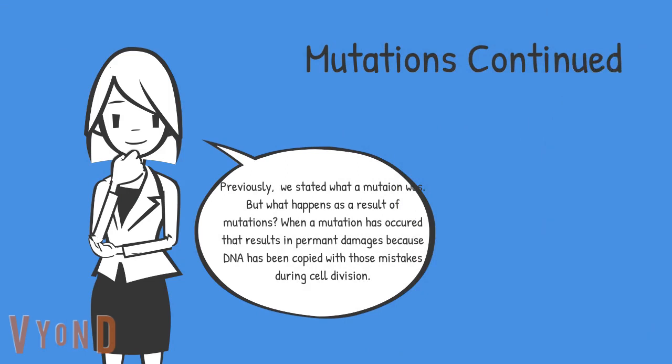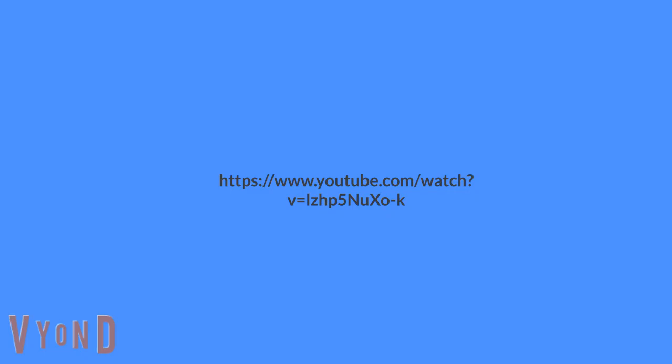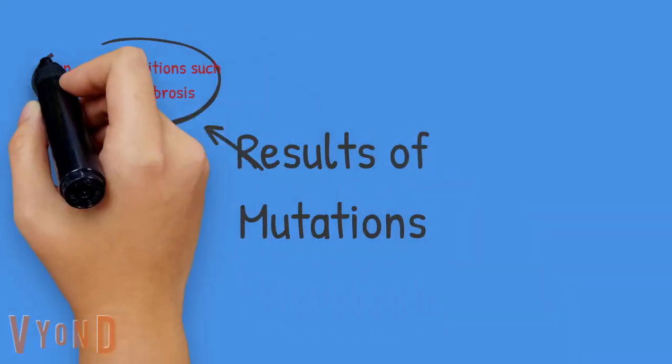Previously, we stated what a mutation was. But what happens as a result of mutations? When a mutation has occurred, that results in permanent damage because DNA has been copied with those mistakes during cell division. Okay. If you click the link on this video, it'll explain it a bit more and show you in 3D detail DNA mistakes or mutations.